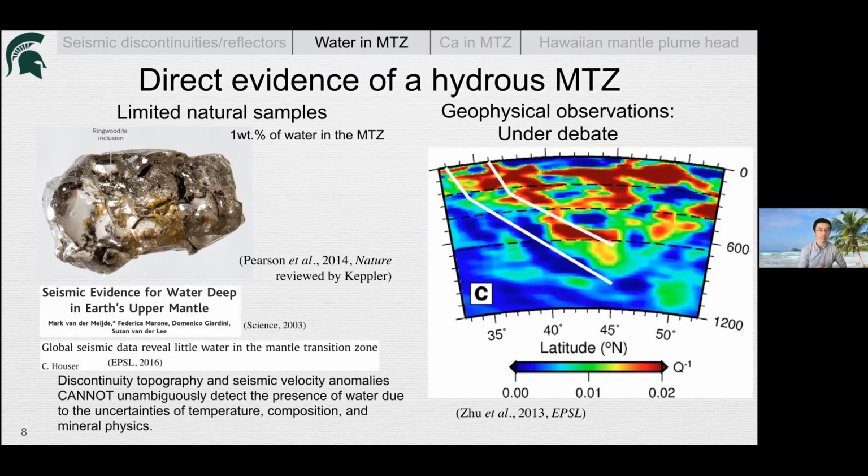However, the story gets more complicated. Here I'm just showing a few studies where people find seismic evidence of water. But this paper I also really like. The take-home message to me is that discontinuity topography and seismic velocity anomalies are usually the two major techniques people use to detect water. Unfortunately, they probably cannot conclusively detect the presence of water because of huge uncertainties and trade-offs. I believe this is still the cutting-edge frontier for many seismologists and geophysicists: we still want direct evidence of water or no water in the transition zone.